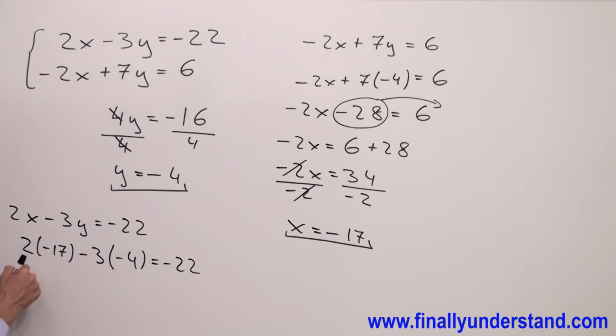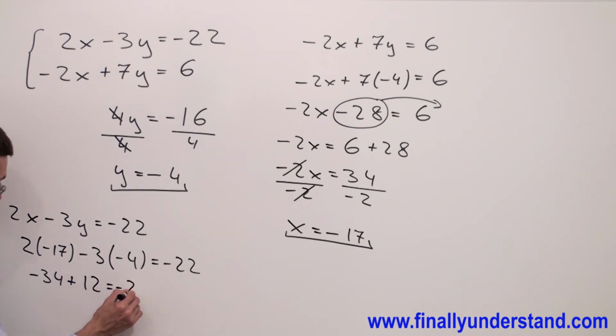2 times -17 is equal -34. Negative times negative gives me positive. 3 times 4 is equal 12, and this is equal negative 22. Negative 34 plus 12 is equal negative 22. As you can see, the left side of my equation is equal to the right side.